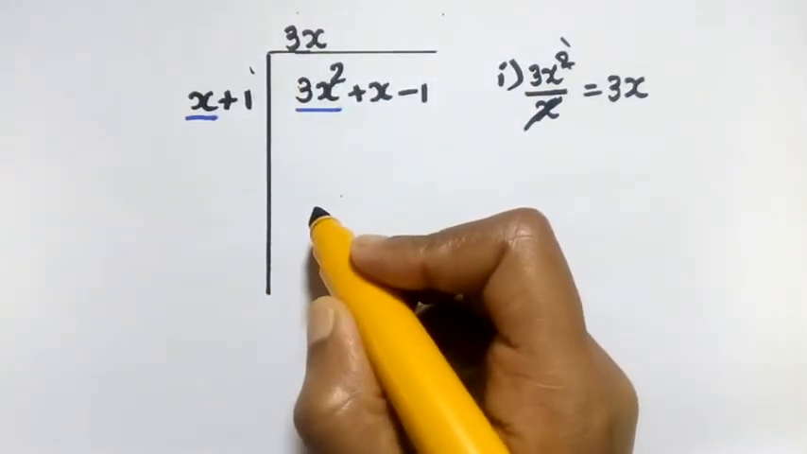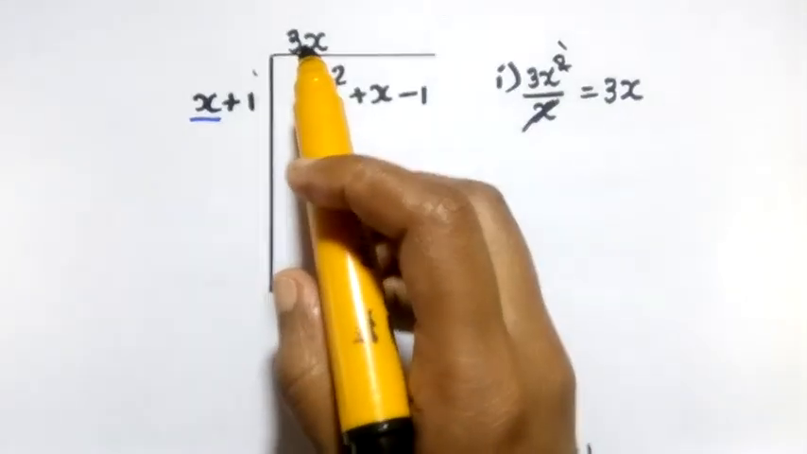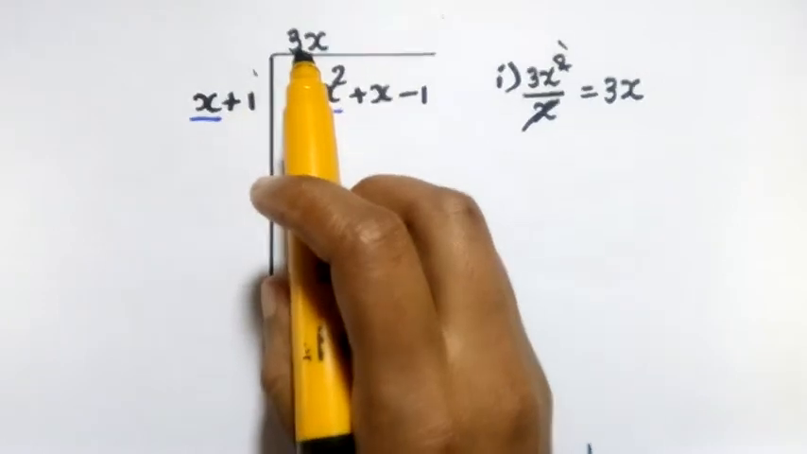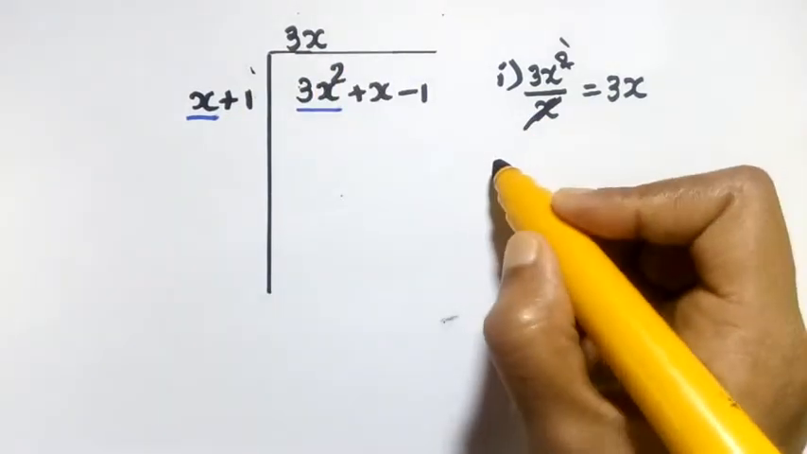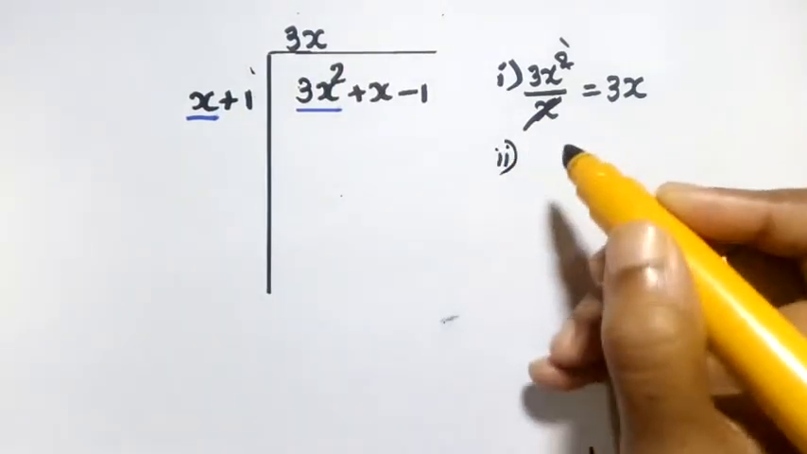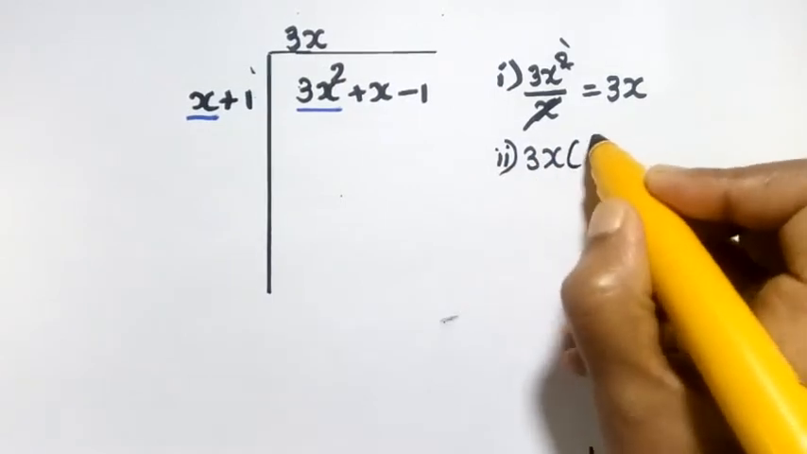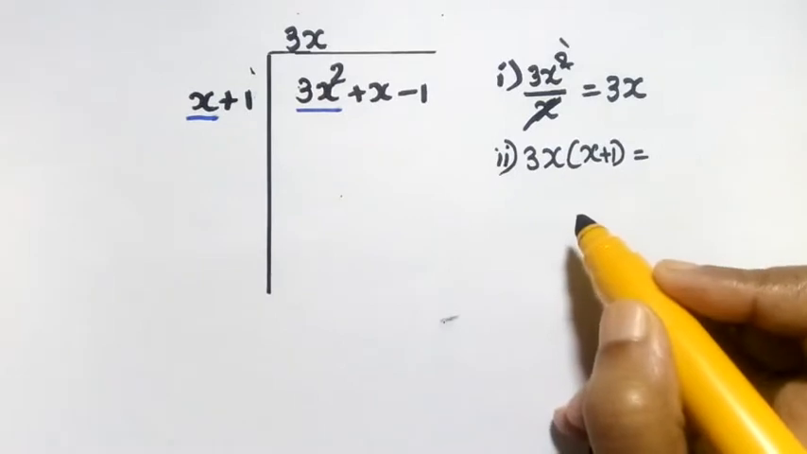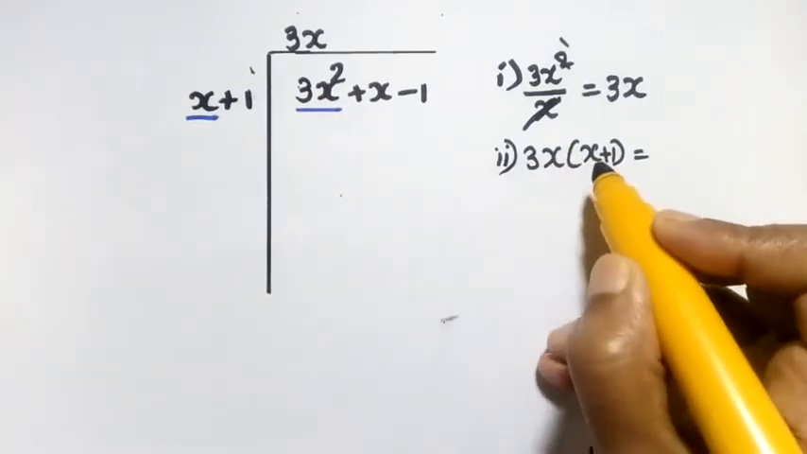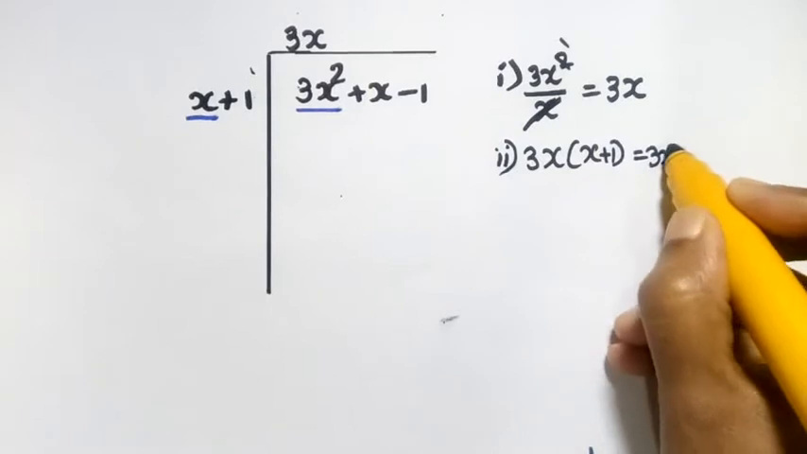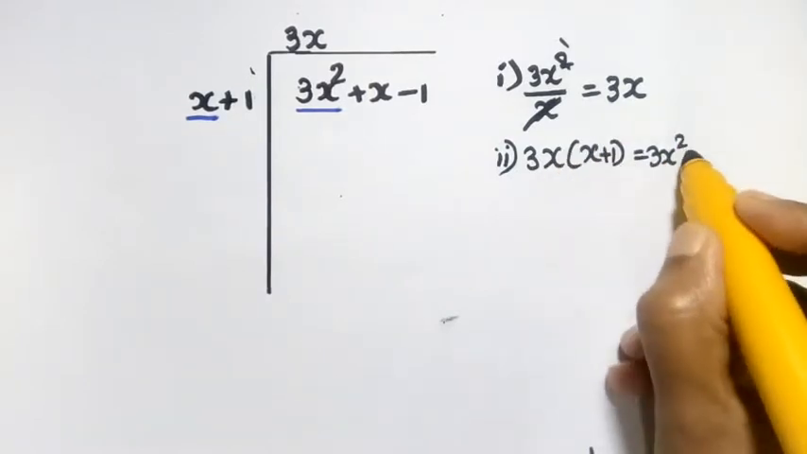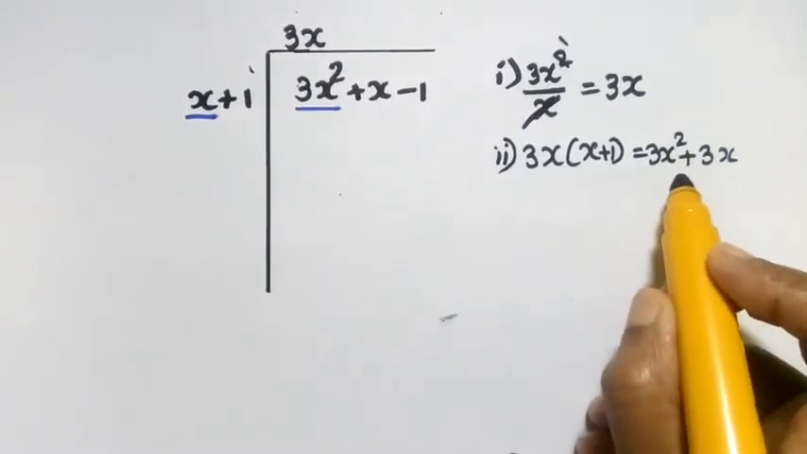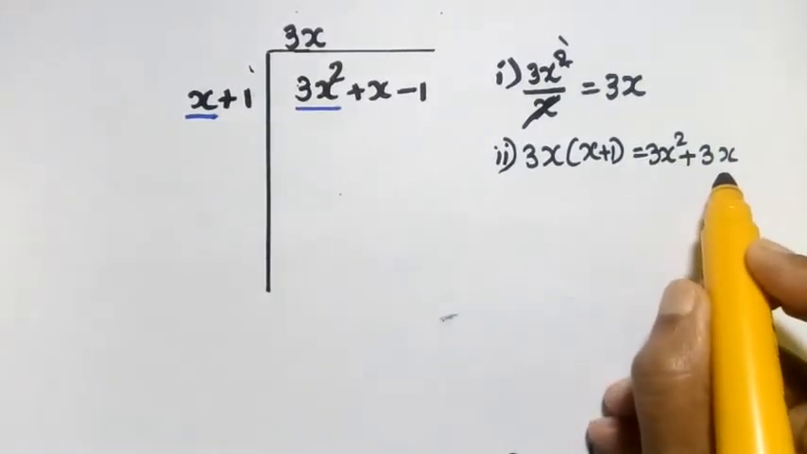Second step is, after getting the first term of the quotient, we need to multiply the divisor with the first term of the quotient. So, the second step is 3x into divisor x plus 1. Apply distributive property. 3x into x, 3x square, 3x into plus 1, plus 3x. Now we got the product 3x square plus 3x.